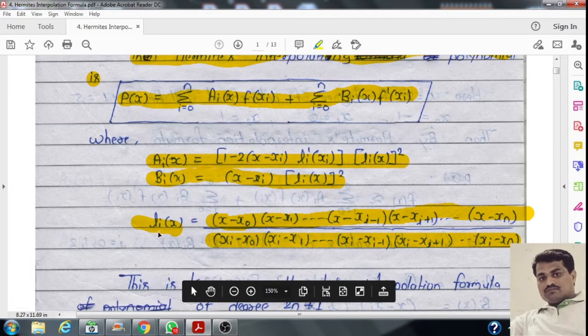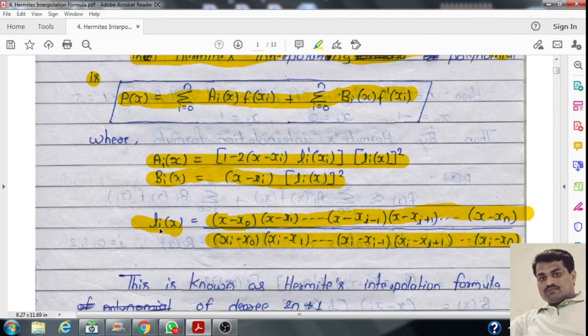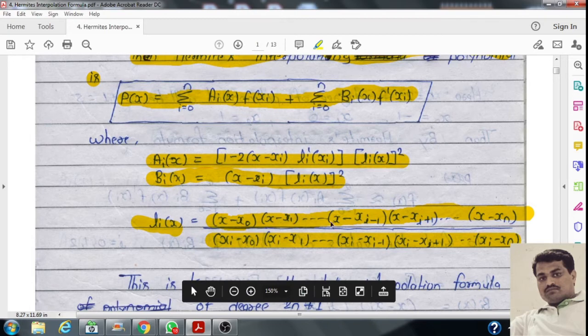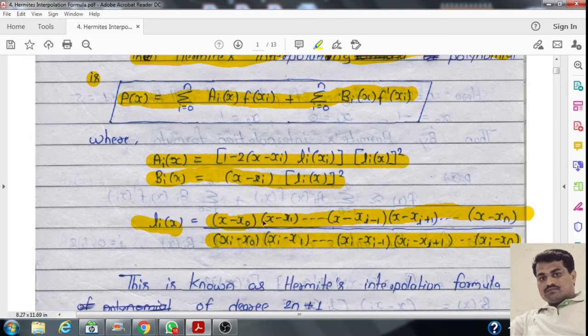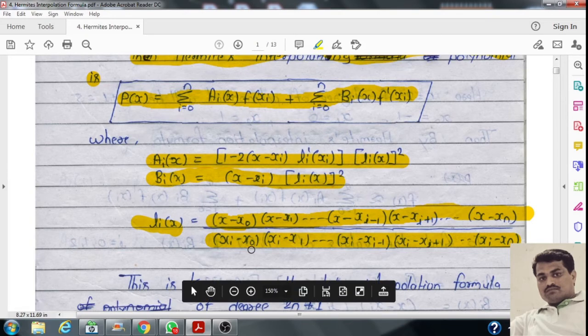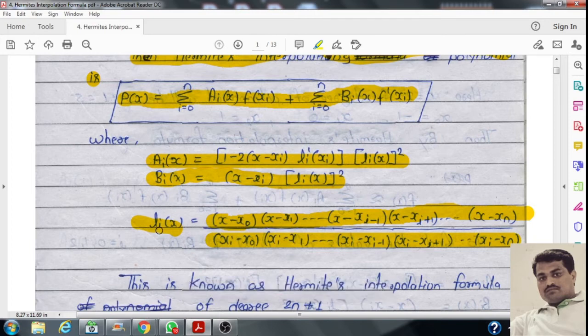Similarly, we can find L1(x). L1 means i is equal to 1. If we take i is equal to 1, in the numerator we skip the factor x minus x1 and we take x minus x0, x minus x2 and so on up to x minus xn. And in the denominator we take the same factors, only change x by x1. Okay, in this way we can find L0(x), L1(x), L2(x) and so on up to Ln(x). Also for Ai(x) and Bi(x) there is one more term, Li dash of xi.